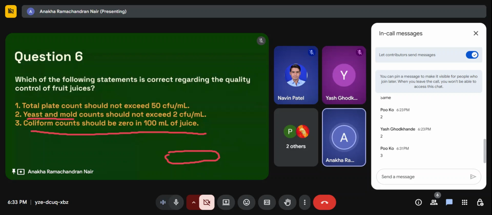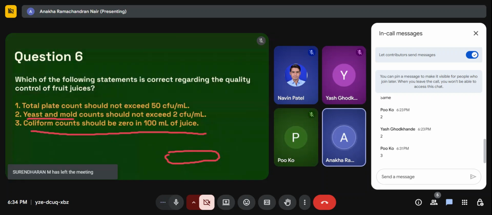So when you're juicing it, especially if you're selling it, you have to ensure that there should be no coliform bacteria present in 100 ml of juice. Otherwise it indicates some form of contamination, and it's therefore not safe for drinking, right?